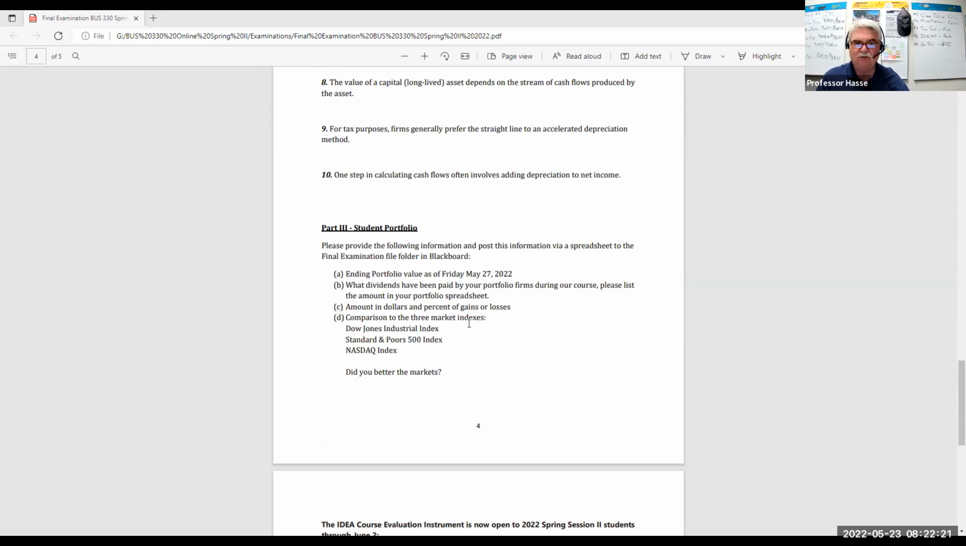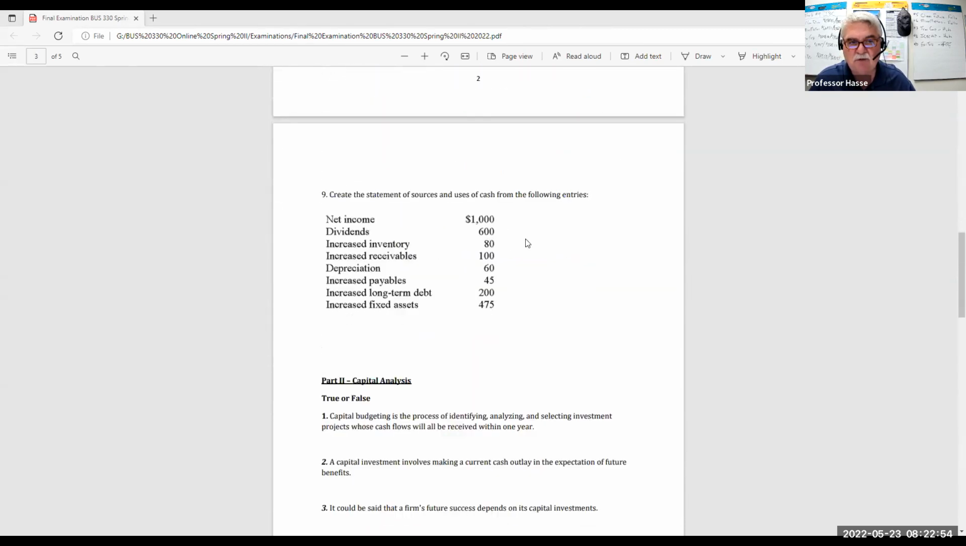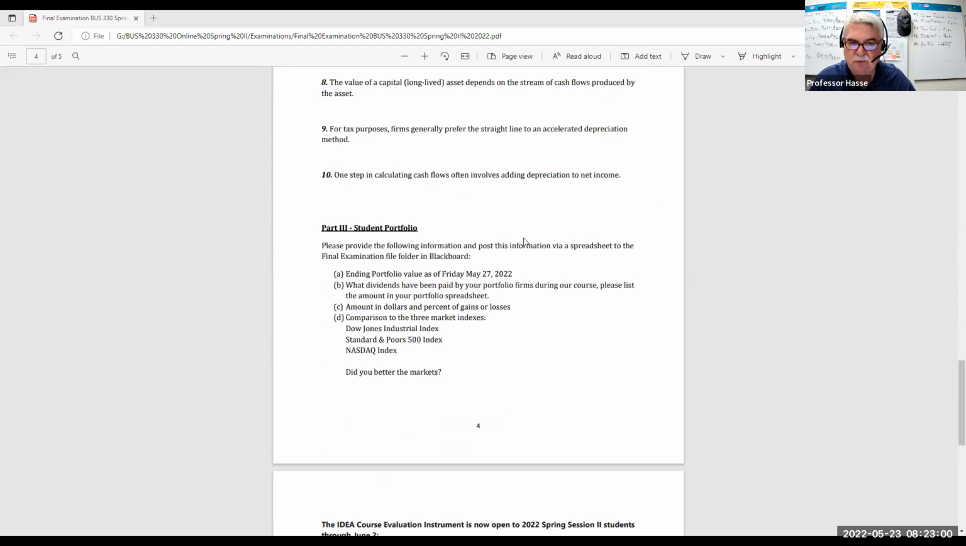You can find that information in the historical file in Yahoo, where you go back and look for old closing dates in the historical area. You can also find the dividends paid by your company during this period of time. Then you're going to compute the amount of dollars and percent of gains or losses, and then compare that to the 3 indexes that we've been tracking. Did you beat the markets to determine our Wolf of Wall Street winner? So that's the 3 parts. Short answer, 9 short answer questions, some true and false questions about capital analysis, and then your student portfolio.